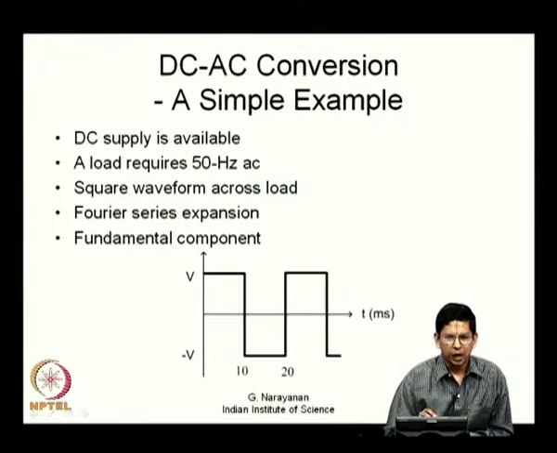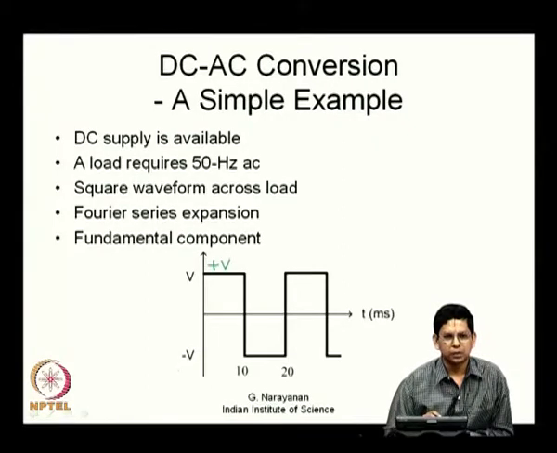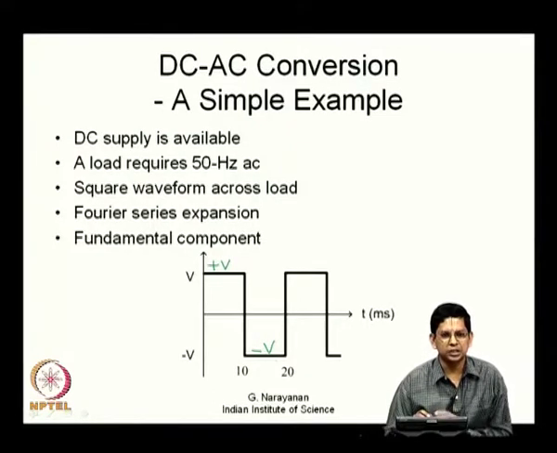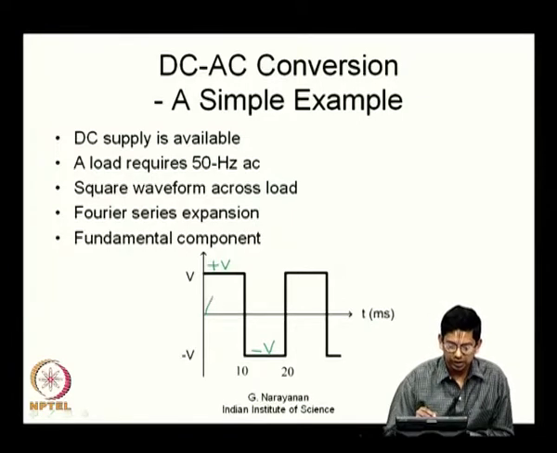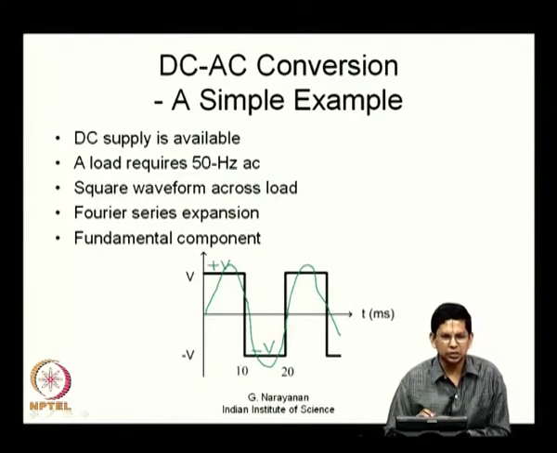Now, let us look at the simplest possibility. What you can do is apply the DC voltage directly across the load for some time, say 10 milliseconds, and apply minus V across the load for another 10 milliseconds and go on repeating this cycle. This is a 20 millisecond or 50 hertz cycle. You can expand this as a Fourier series and you will find that this has a fundamental component like this. There are other harmonics which can be either filtered or ignored. So, it is a starting point for DC to AC conversion. It is a very simple example.